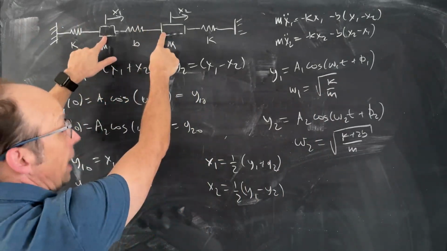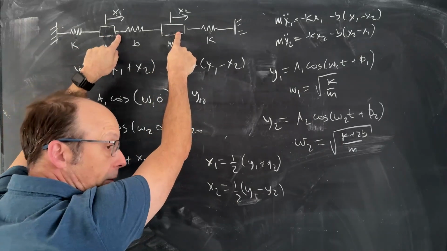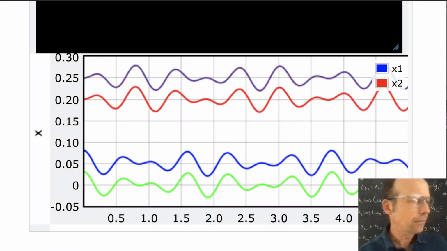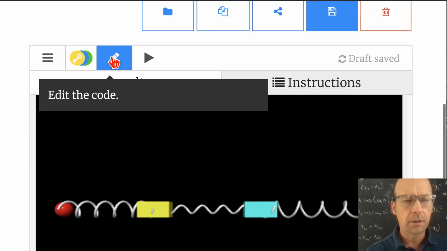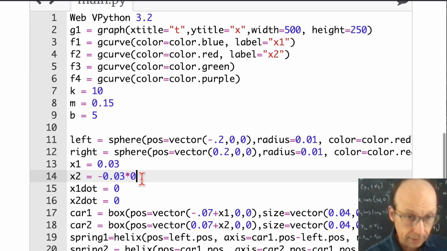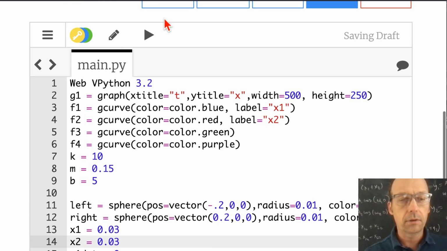I'm going to give my two masses initial velocity of 0. I'm going to shift them over the same amount, and I'm going to let it go. Let's see what happens. So here is the actual Python code. Down here, I have x2 dot, I'm going to put it at positive 0.03. And let's run the code.